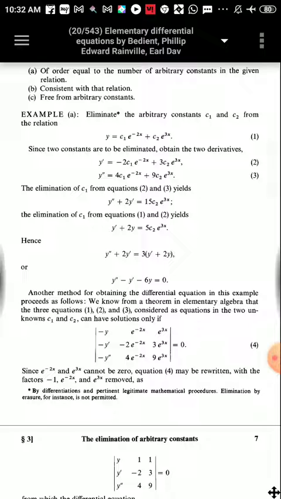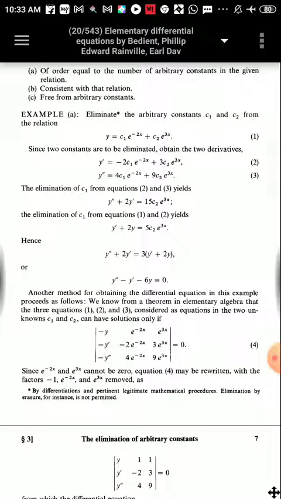So the first derivative y dash is equal to minus 2c1 e raised to the power minus 2x plus 3 times c2 e raised to the power 3x. So this is the derivative of relation 1. Again differentiate equation 2 with respect to x, and we get y double dash is equal to 4c1 e raised to the power minus 2x plus 9c2 e raised to the power 3x. The elimination of c1 from equations 2 and 3 yields y double dash plus 2 times y dash is equal to 15c2 e raised to the power 3x.